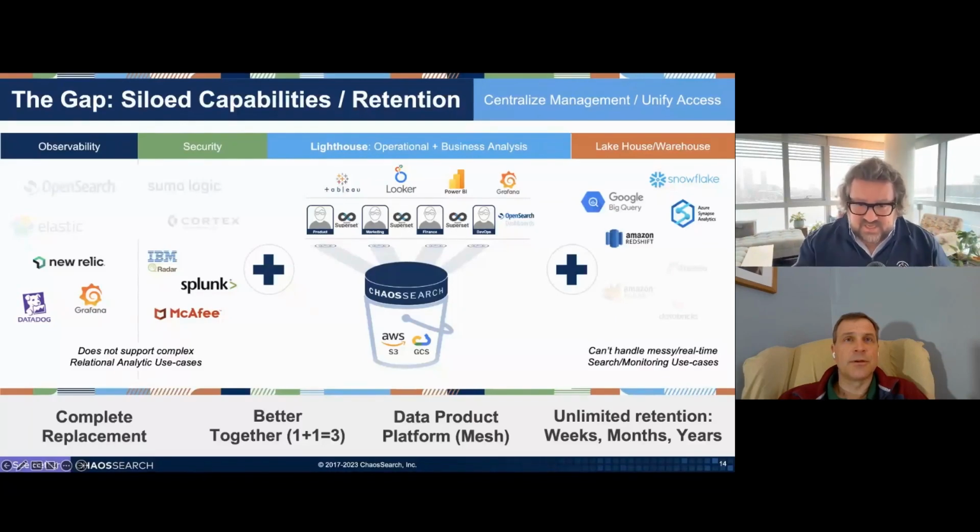But here's the thing. The reason you can't do these two things together is they don't support powerful search, alerting capability, and real-time capability, as well as SQL relational complex analysis. And so with ChaosSearch, you can do a complete replacement or integrate with your favorite tools and systems. This is kind of an eye chart, but we are the answer to simplicity and scale, because what we want to do is: don't change what you're doing, just change how you're doing it.